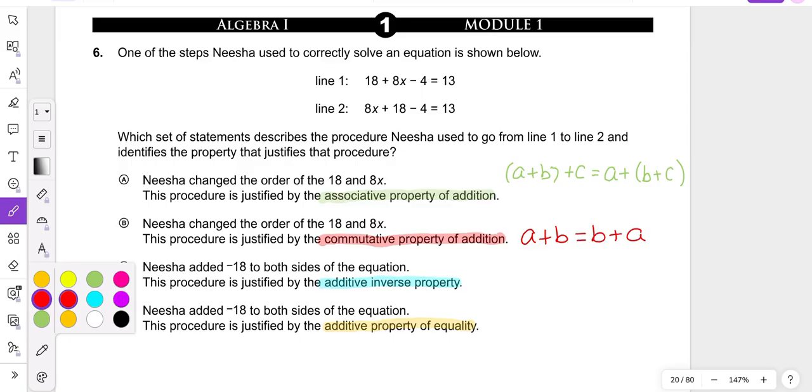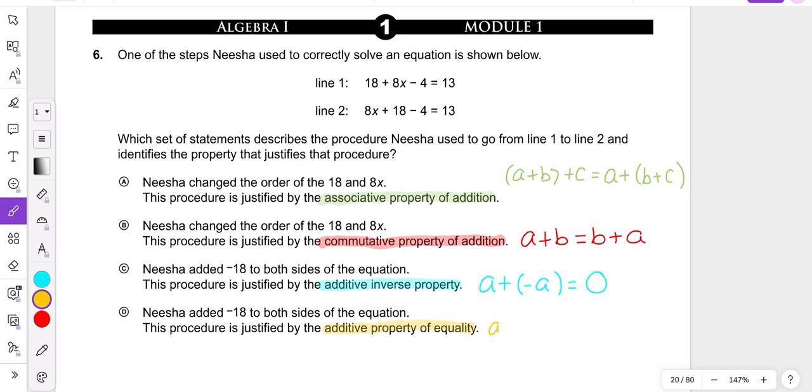The additive inverse property in C is A plus negative A equals 0. And the additive property of equality states that if A equals B, then A plus C equals B plus C.